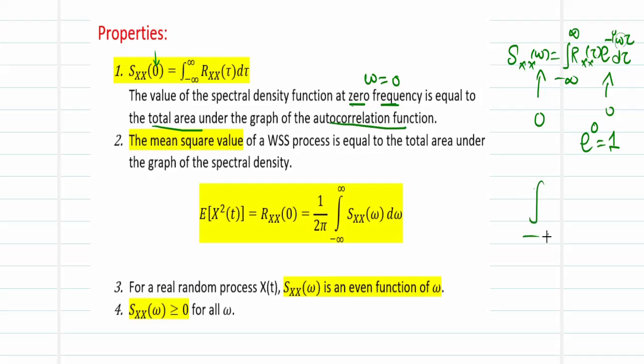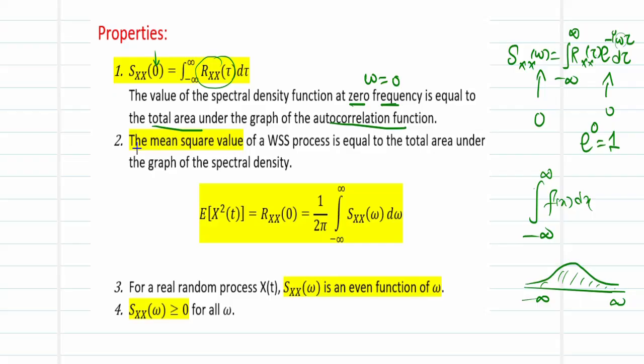Normally we say the integral from minus infinity to infinity of f of x dx. In the normal distribution also, from minus infinity to infinity, the probability function measures the total area under the graph of f of x. So what is the graph over here? The graph over here is Rxx of tau, the autocorrelation function. So it measures the total area under the graph of the autocorrelation function.